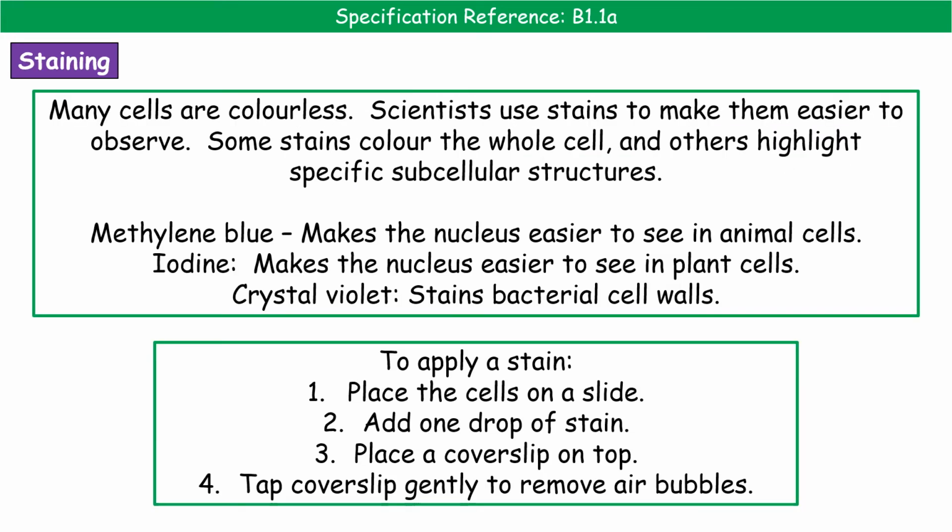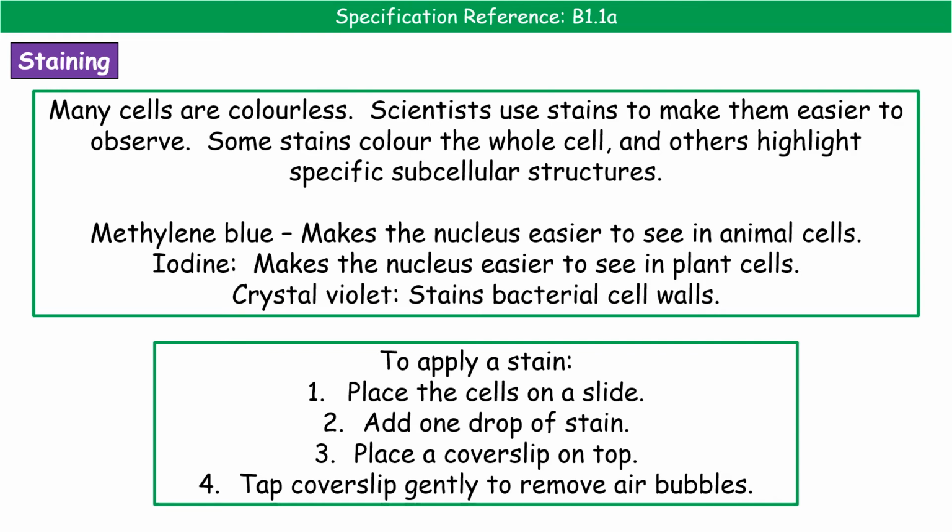The next key thing we need to know about are stains. What we find is that most cells and components of cells are actually colourless. So when we try to view them, you wouldn't really be able to make out anything because of that colourless nature. So instead, we apply these things called stains to make it easier to observe them. Now, some stains colour the whole cell, others highlight specific structures within the cell. And there are three stains you should really know the names of and what we use them for.